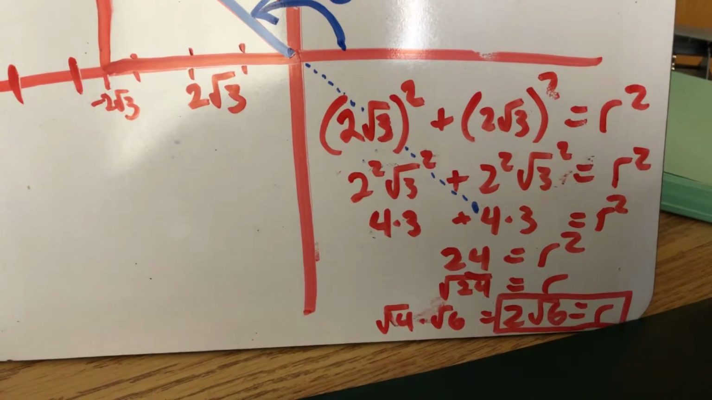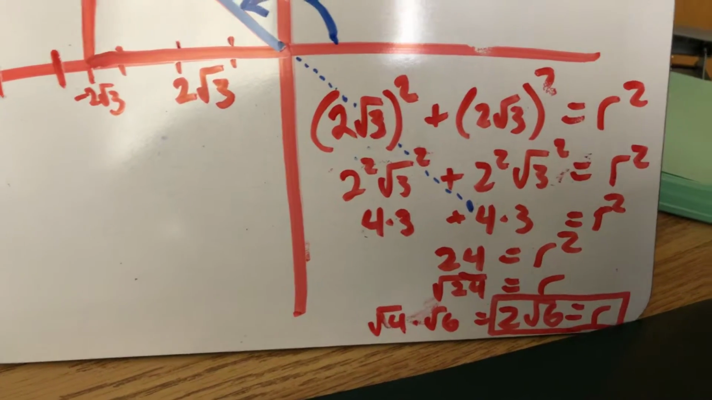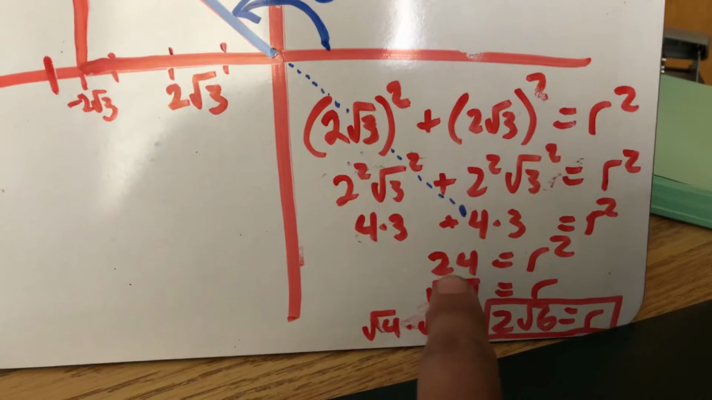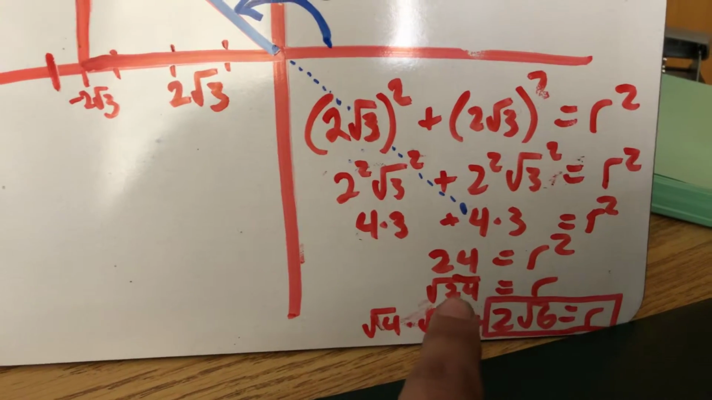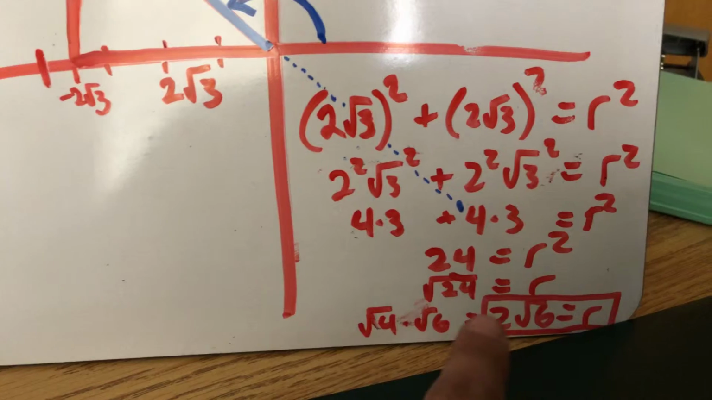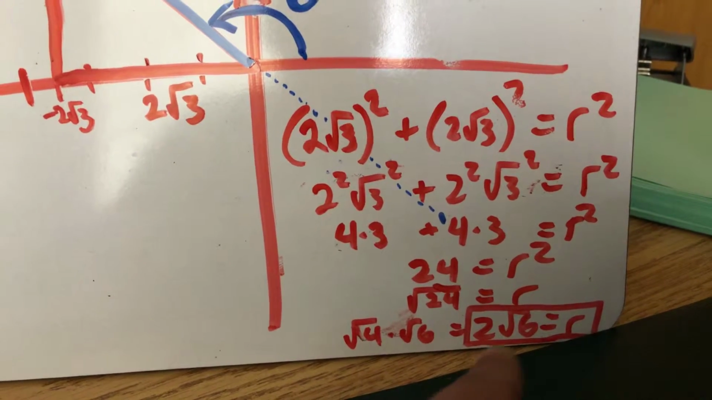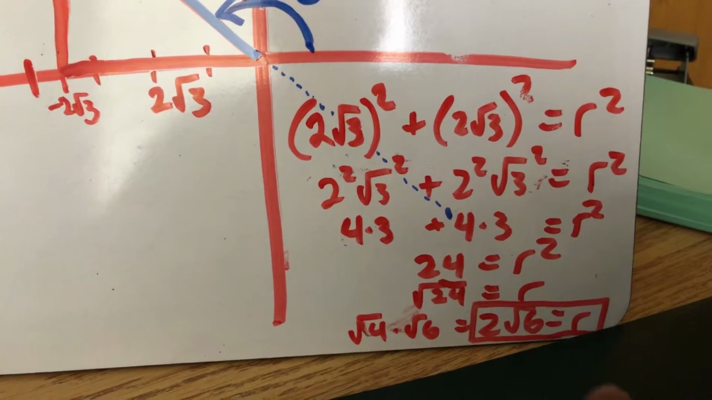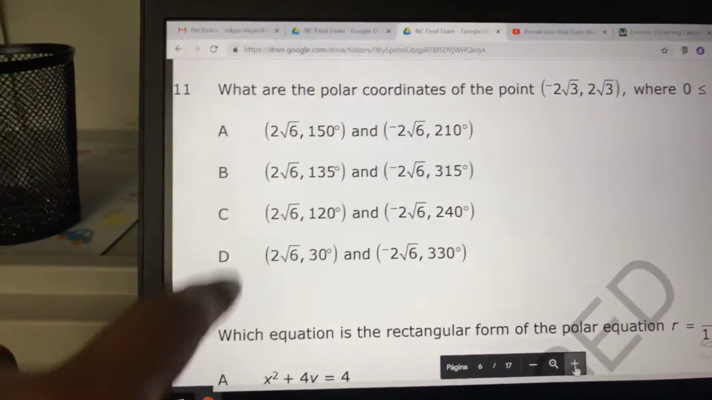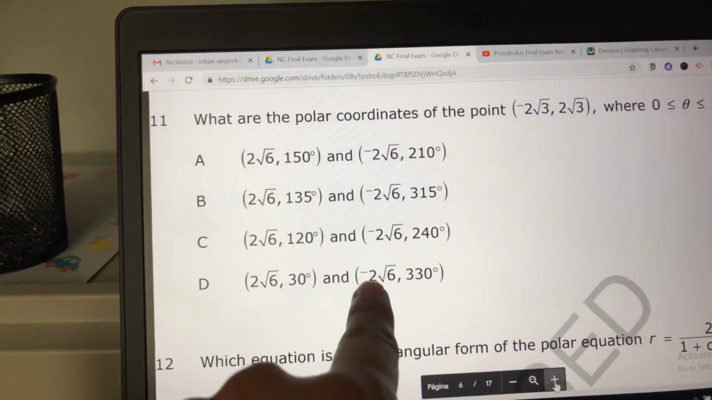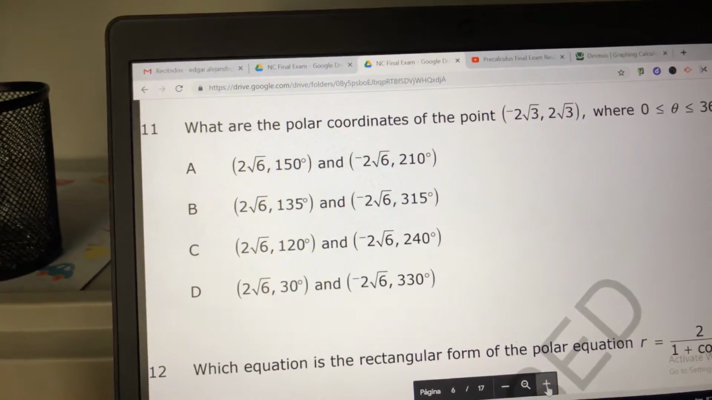That is okay to do because this is not a binomial. We end up with 24, all right, equals r squared. The square root of 24 is my r value, which simplifies to square root of 4 times square root of 6, or 2 square root of 6 equals r. All right, now the fact that the radius is 2 square root of 6 is no mystery, because every single one of these has the radius as 2 square roots of 6.